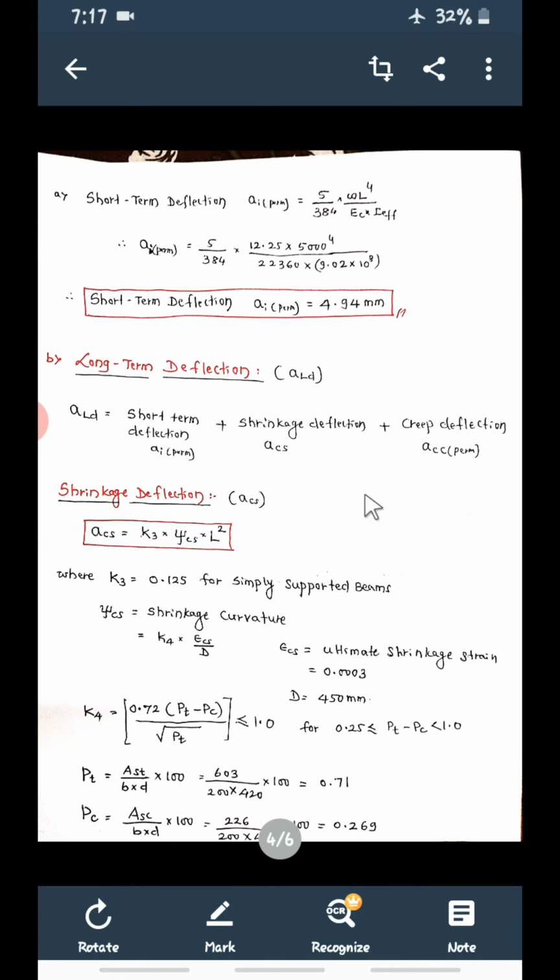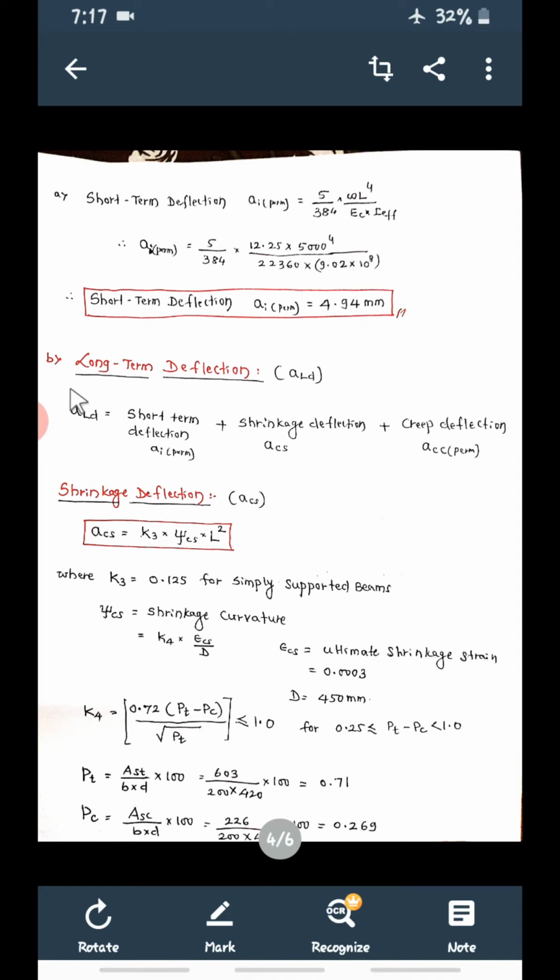Now you can calculate the short term deflection first. Short term deflection, AI permanent, is equal to 5 WL raised to 4 divided by 384 EI, where E means EC and I means I effective. We have calculated all the things here. Substituting the values, the short term deflection is 4.94 mm. So the beam will deflect 4.94 mm. This is the short term deflection.